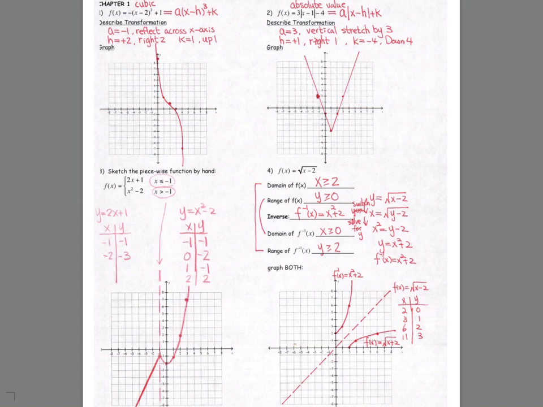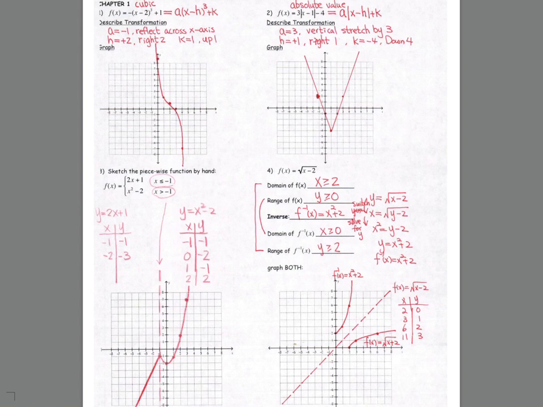Number 2, you see the bars across the x-axis. So that means it's going to be the absolute value function. Again, compare that to the standard form of a times the absolute value of (x minus h) plus k. A is going to be 3. That means you have a vertical stretch by a factor of 3. It's going to go up faster, 3 times faster compared to the parent function.